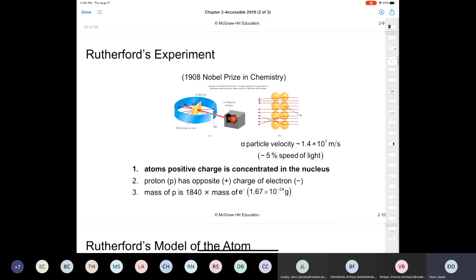Well, this is probably one of my favorite experiments in chemistry, Rutherford's experiment. So Rutherford was a chemist from New Zealand, and he won the Nobel Prize for this experiment.